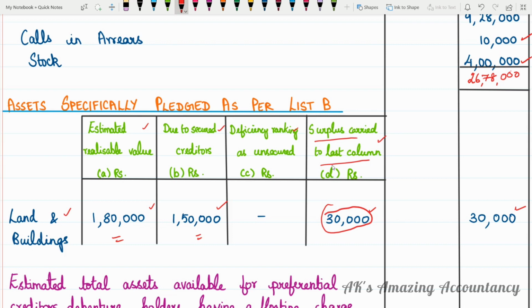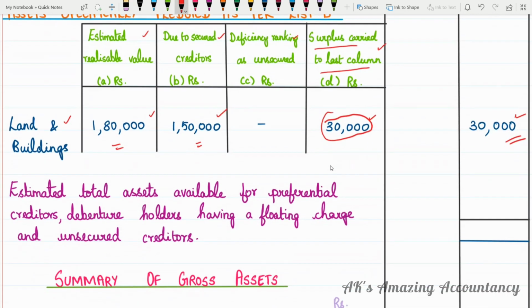Okay. Now, this is what is the amount for list B. We have to find out the total of these two amounts. This amount and this amount together, let us total now. So what will be the total? 26,78,000 plus 30,000 will give us a total of 27 lakhs and 8,000. We will be getting a total of 27 lakhs and 8,000.